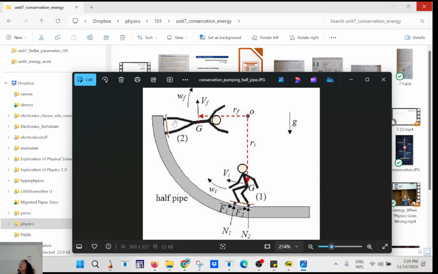So here's another idea. If you like skateboarding, you can show that if you pump, you're doing work, so you put more energy into the system. Kinetic plus the work done by you equals potential. It's called pumping, I think.